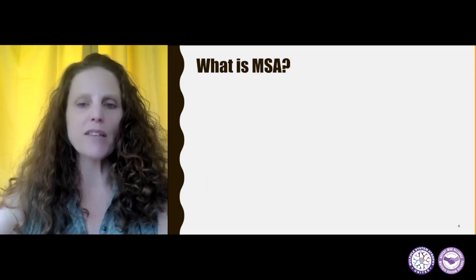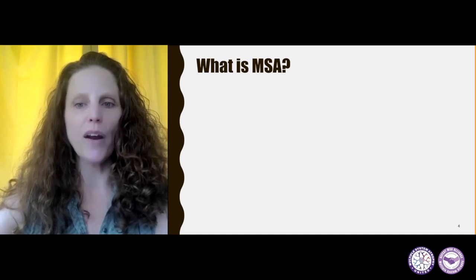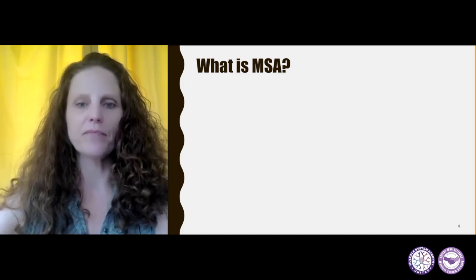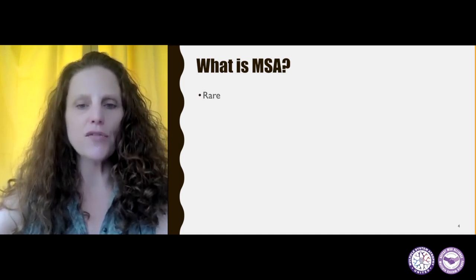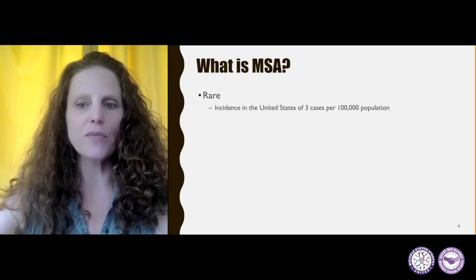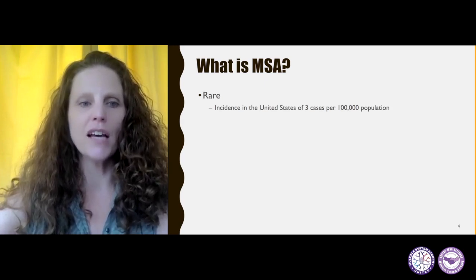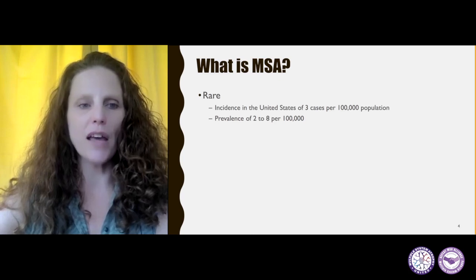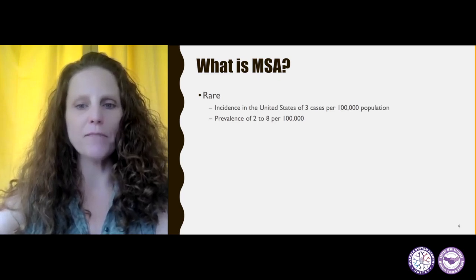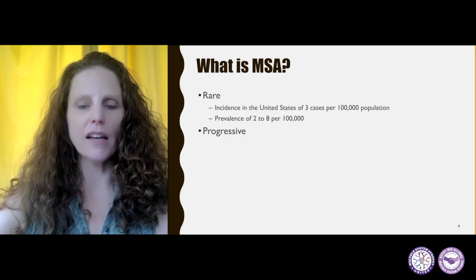Let's start with some basic facts. Most importantly, what exactly is MSA? First of all, it is rare. It is a condition that affects people of all genders and ethnicities with an incidence in the United States of approximately 3 cases per 100,000 population and a prevalence of 2 to 8 people per 100,000. Second, it is progressive.